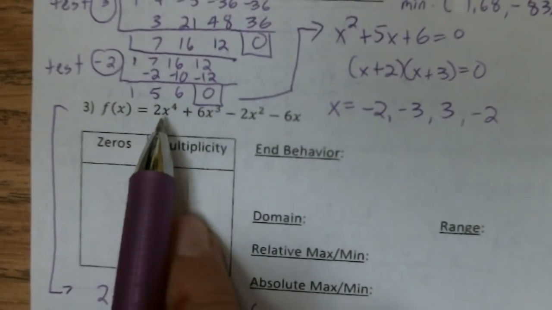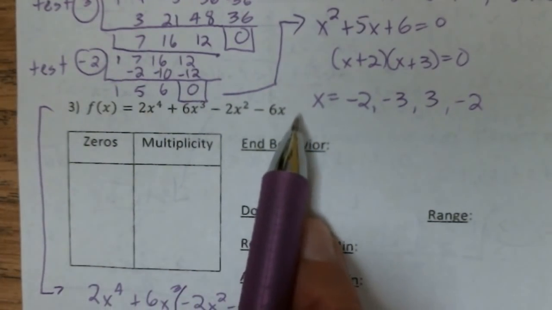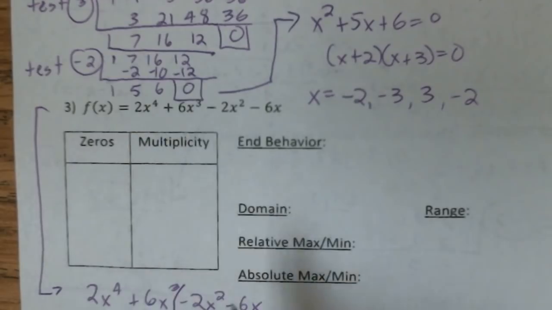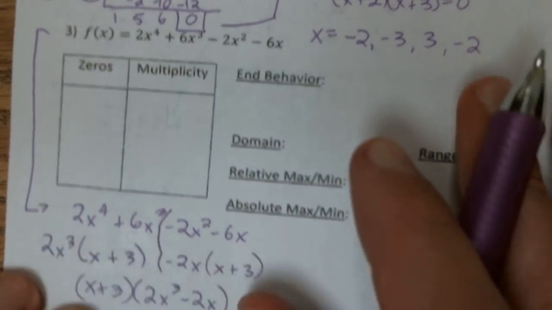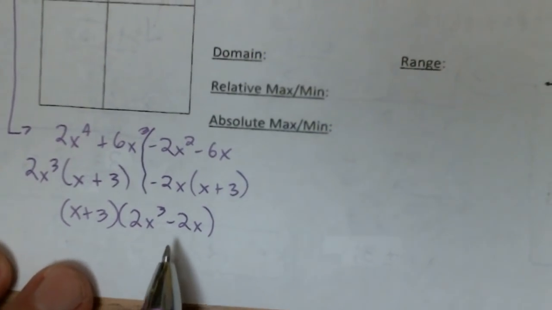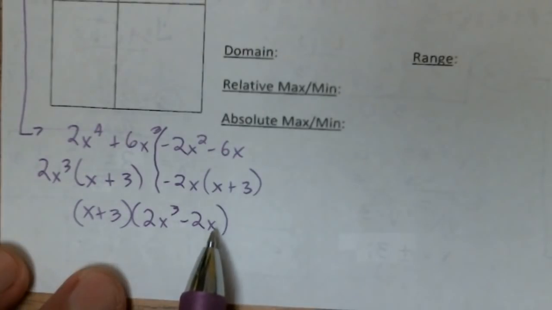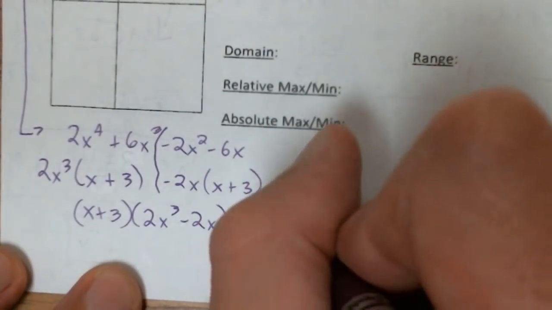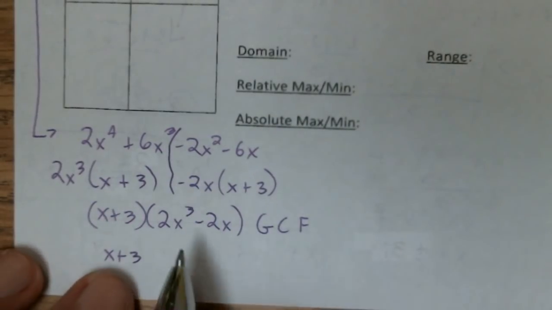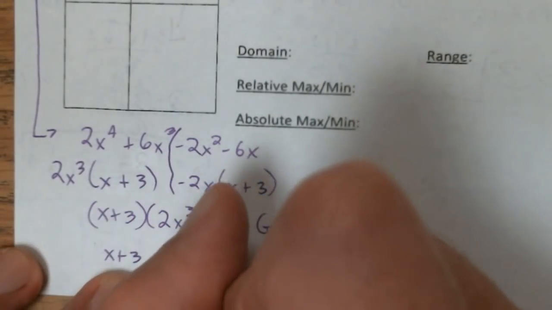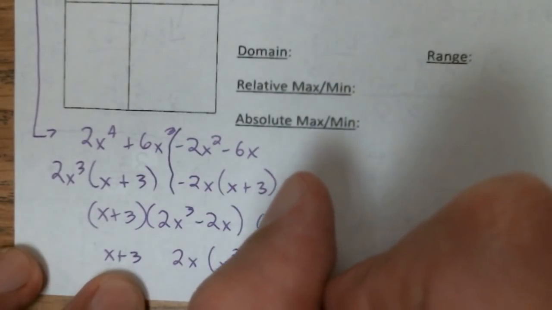Now you could have noticed up front that all of these have a GCF of x. They also have a GCF of 2. And this is why I love math. You could have done this literally 3 or 4 different ways. I chose to do it this way. So one of my factors is x plus 3. Now I'm going to factor out a GCF. Okay, so I've got my x plus 3. Can't forget about that. I'm going to pull out a 2x here. That is going to leave me with x squared minus 1.